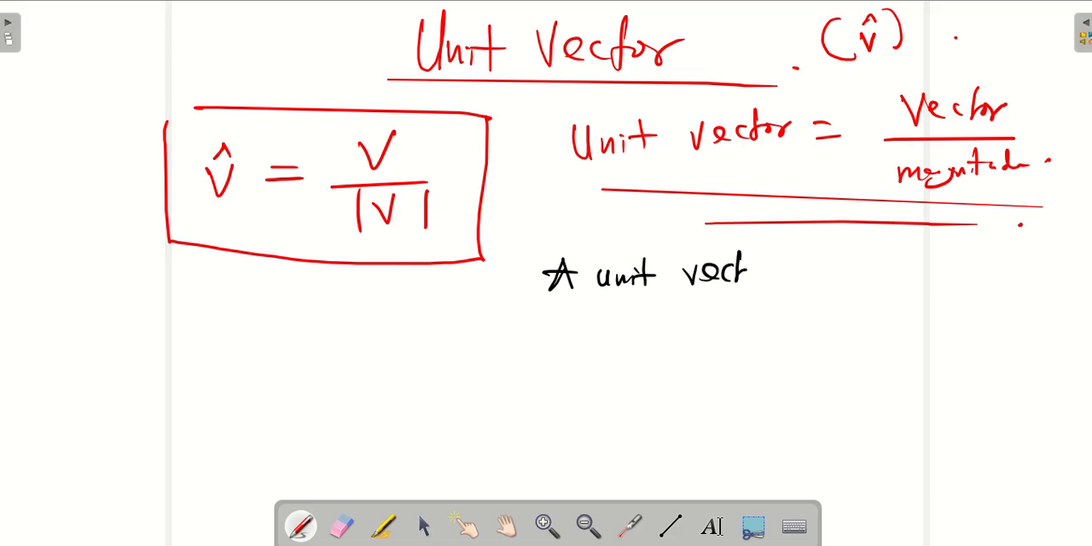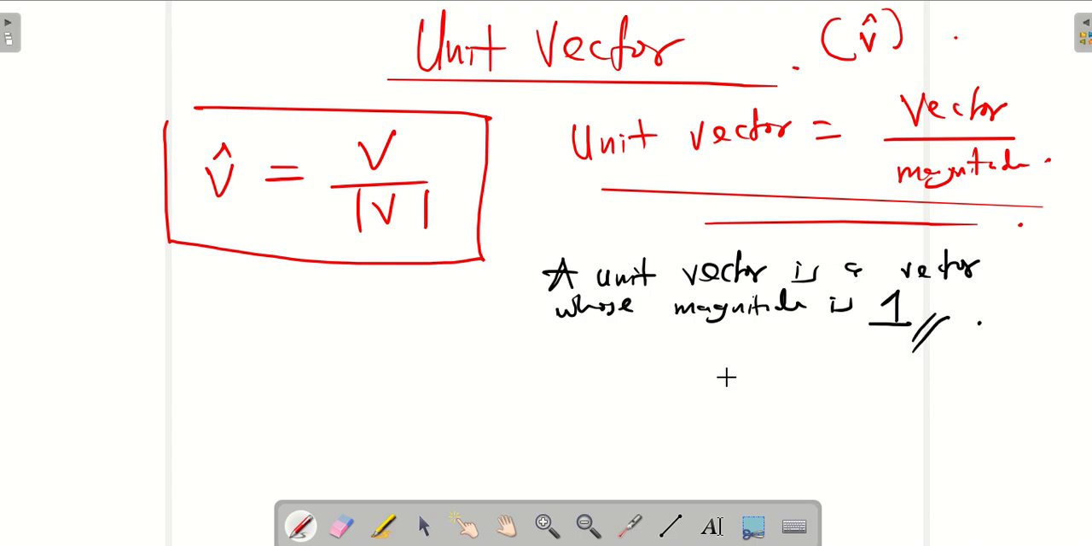A unit vector is a vector whose magnitude is a unit. What is a unit? Whose magnitude is what? Is 1. Any vector which has a magnitude of 1 is termed a unit vector. Is termed as what? An example is i. i is a unit vector.